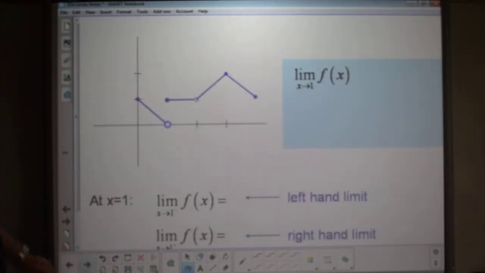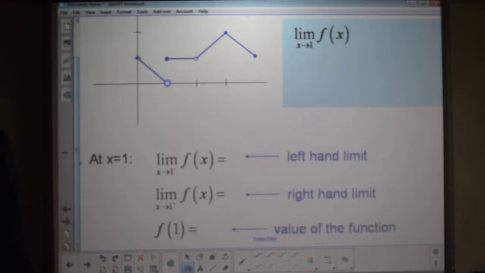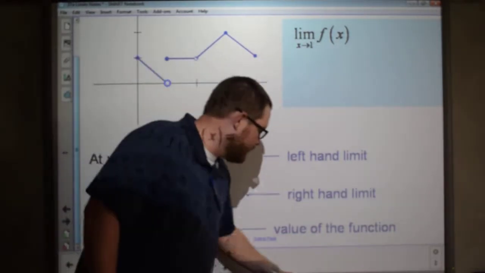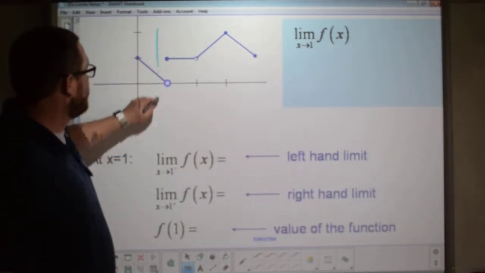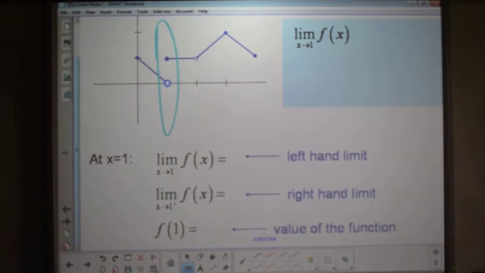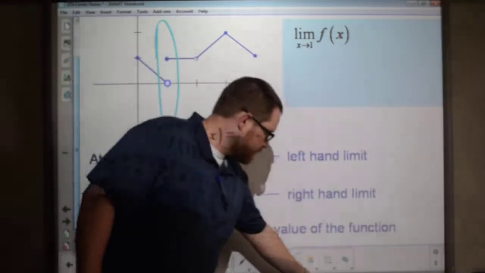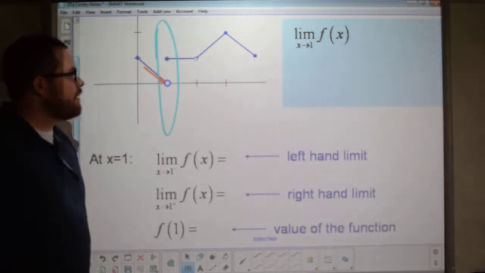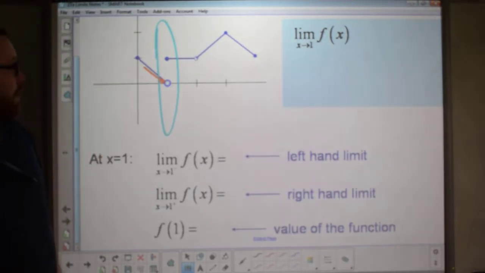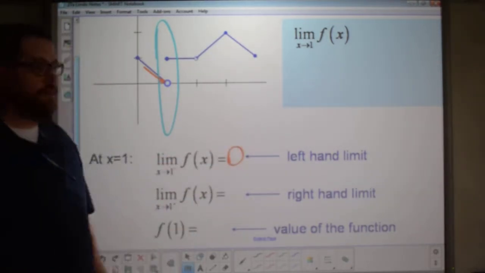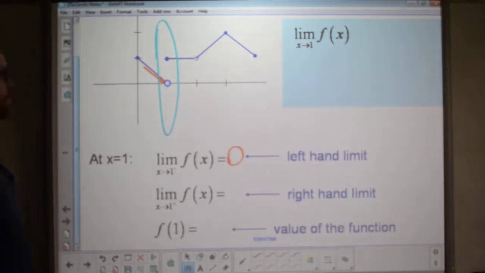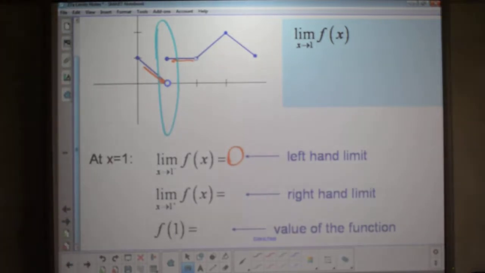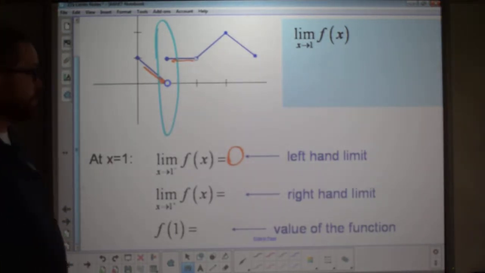But let's contrast that with this problem. How about 1 from the left? And sometimes it's easier if you make a big circle around the x value. So that's x equals 1, all the stuff in there. If you come from the left side, you're going to that hole. What's the y value of that hole? 0. If you go to 1 from the right side, you're going to that point. What's the y value of that point? Well, it's 1.